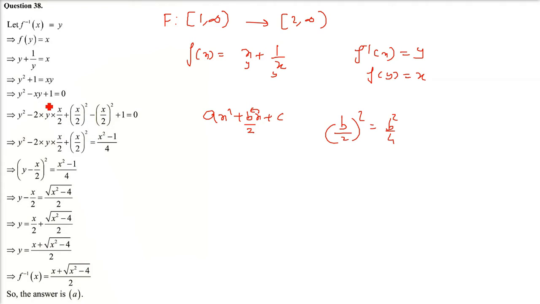So the coefficient of y here is actually minus x, but we'll deal with the x, which we have to divide by 2 and now square it. So it will be x square by 4.